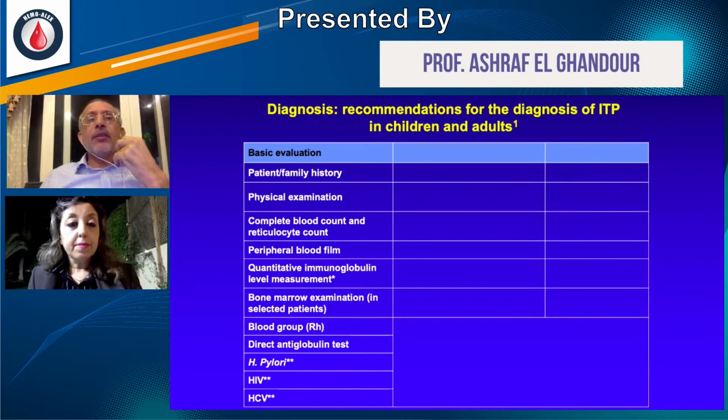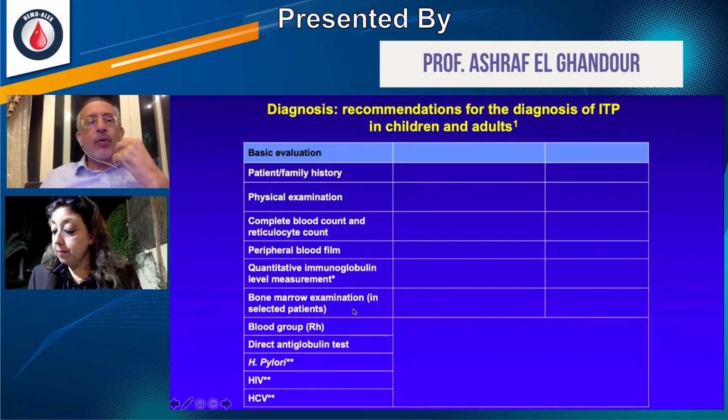At diagnosis, what do you recommend? For basic evaluation, you must take the patient and family history, which is very important. Physical examination, complete blood count and analysis, because it may be Evans syndrome. Peripheral blood film, as you may be facing other causes of thrombocytopenia. Quantitative immunoglobulins measurement, we prefer it. Bone marrow examination in select patients, and we're going to go through that in the next few slides.